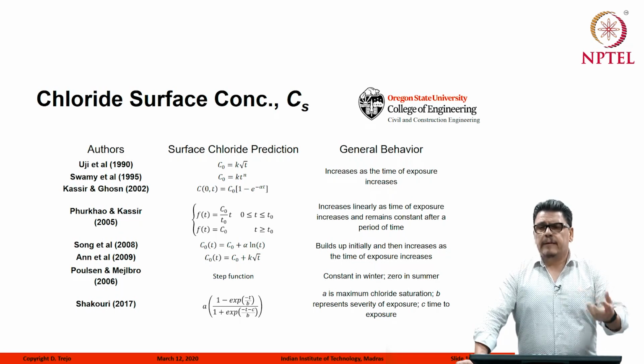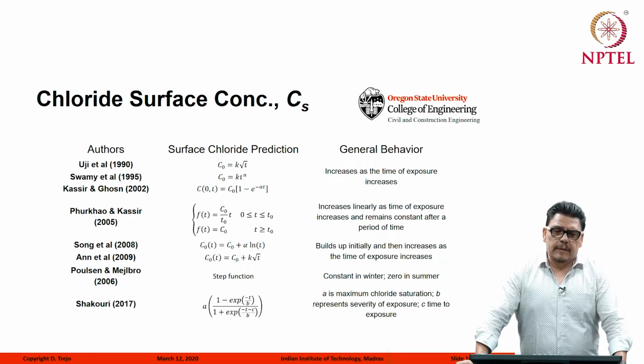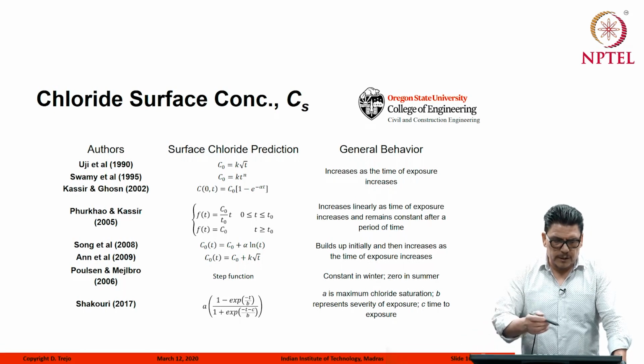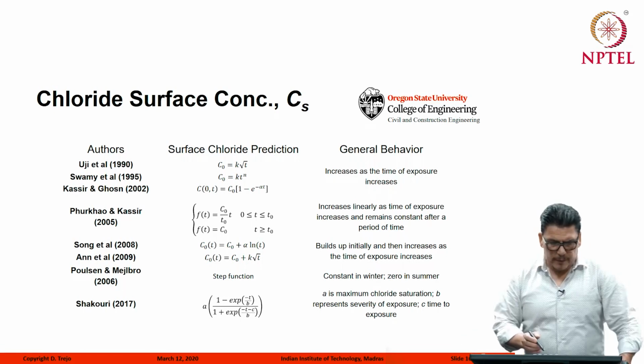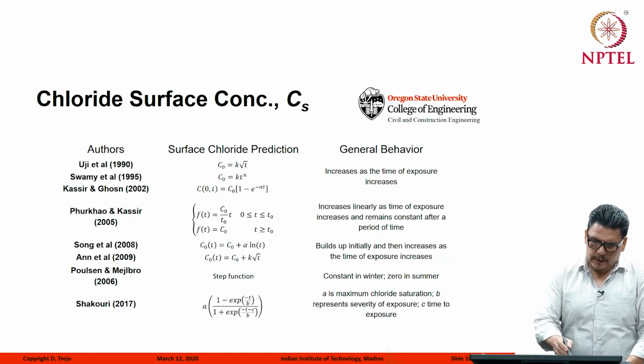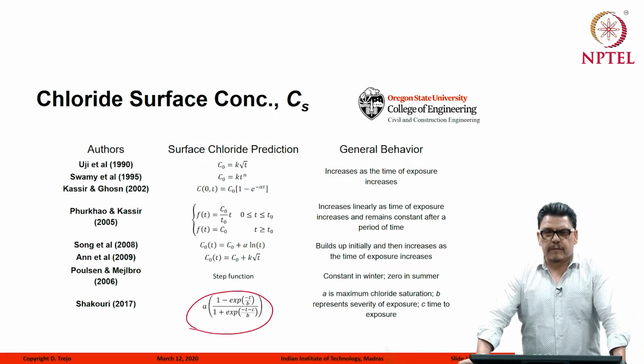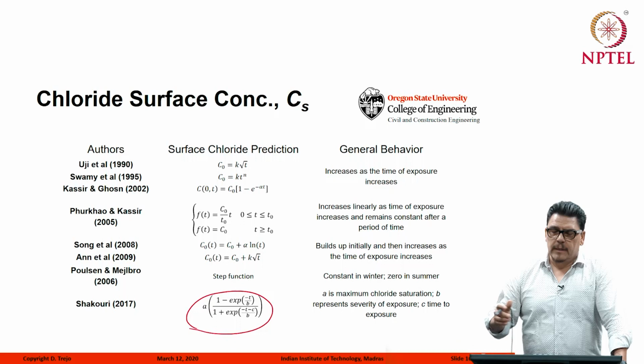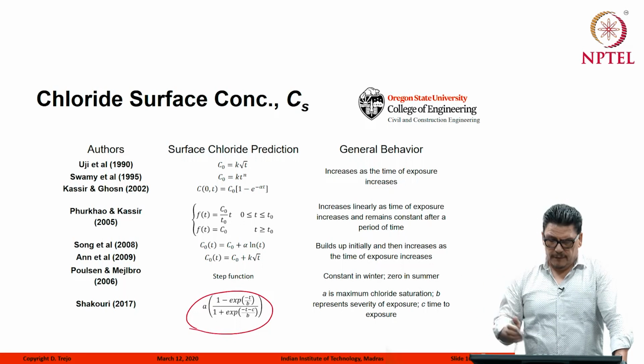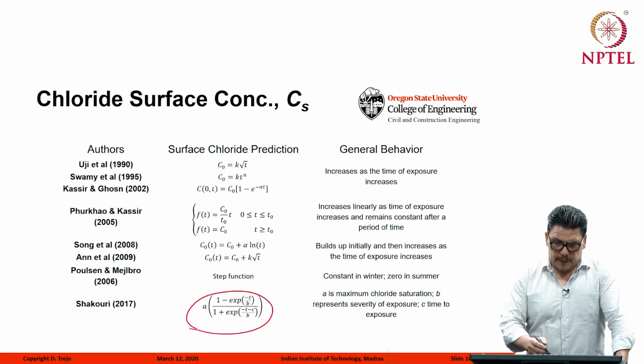Like I said, we've made significant advances in developing these models, but we've made very little advance in coming up with representative input parameters for these models. You can see there's a wide range here. One of the things I'm going to do is talk about this function that Shikuri developed recently. I think it has some parameters that can be changed that are more representative of the field conditions, and I'll talk about that in a little bit. All right, let's keep going.